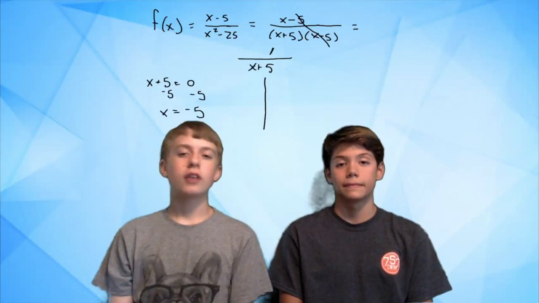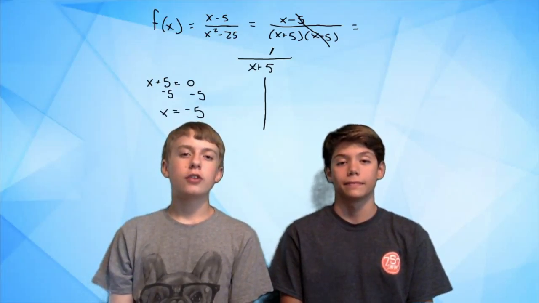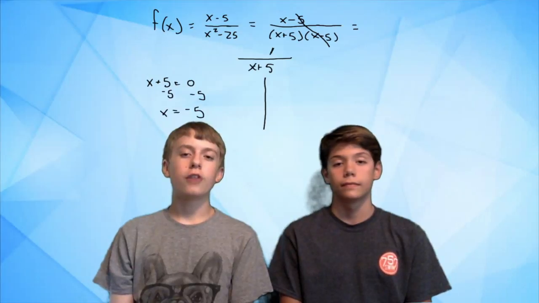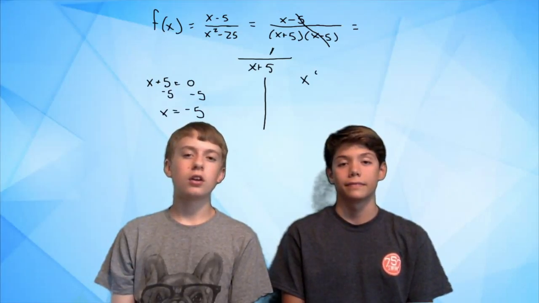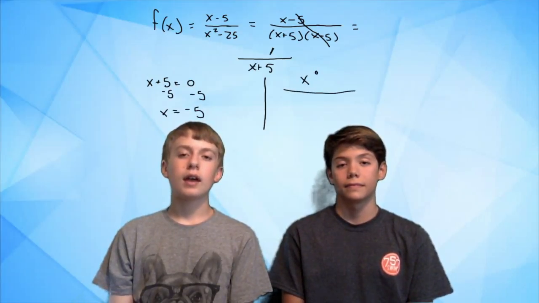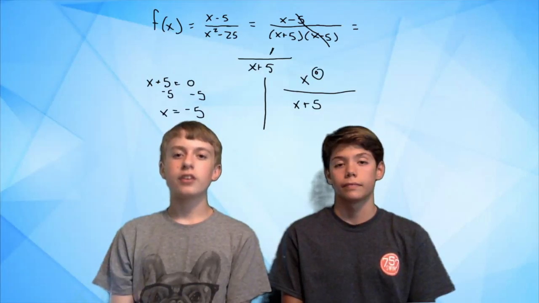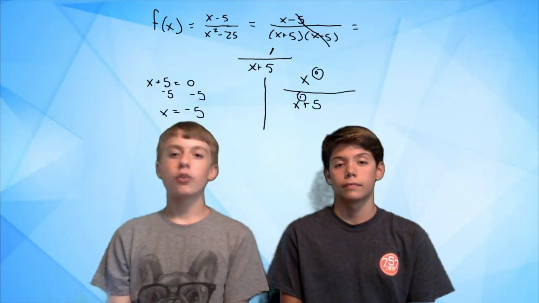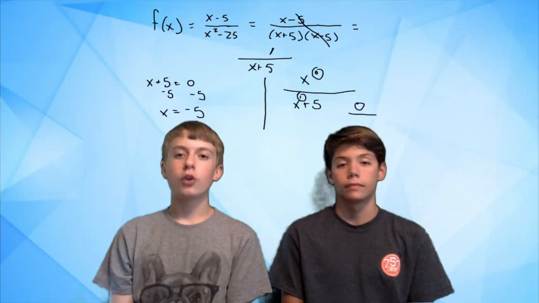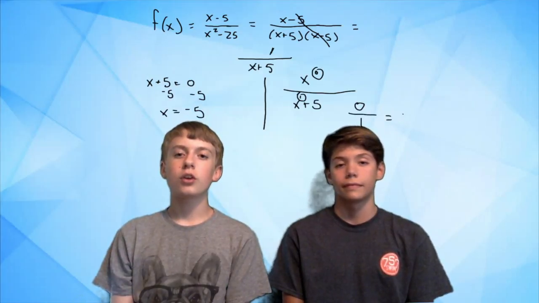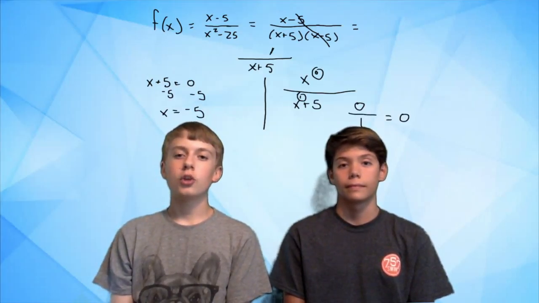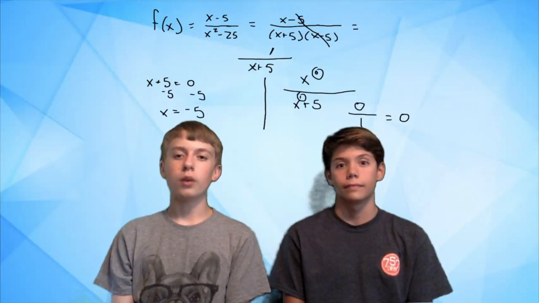To find your horizontal asymptote, you take the degree of x in the numerator over the degree of x in the denominator. Since we have no x in the numerator in this problem, we assume that it is 0. So we have x to the 0 over x to the 1 plus 5. So if we take the degree of the numerator over the degree of the denominator, you have 0 over 1. This equals 0. So you have y equals 0 for your horizontal asymptote.